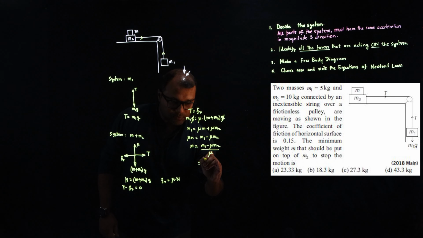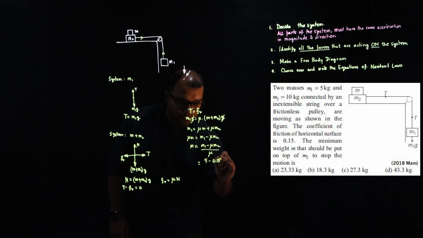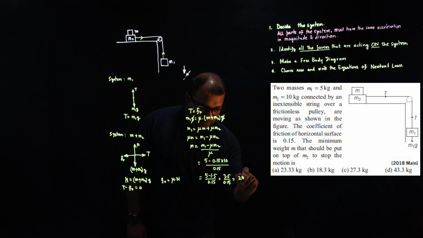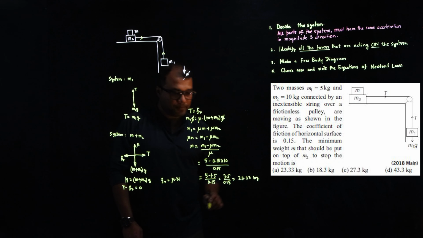So this is (5 minus 0.15 times 5) times 10... that is, 5 minus 1.5 divided by 0.15. 3.5 divided by 0.15 is roughly 23.33 kgs.